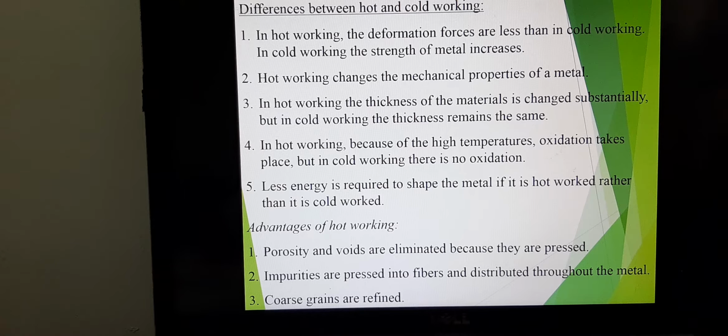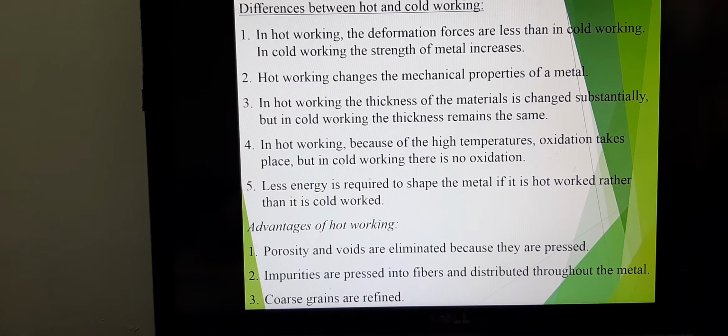Hot working changes the mechanical properties of the metal. Whereas in cold working, because you're not applying any heat, you're not altering the atomic structure of the material. Therefore, cold working, no changes in mechanical properties. Mechanical properties remain the same. In hot working, the thickness of the material is changed substantially. But in cold working, thickness remains the same because again, you are not altering the atomic structure of the material.